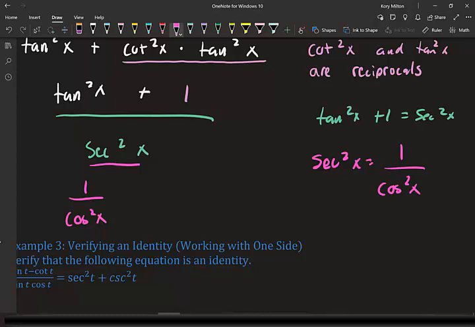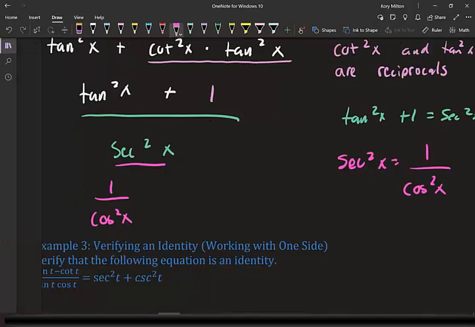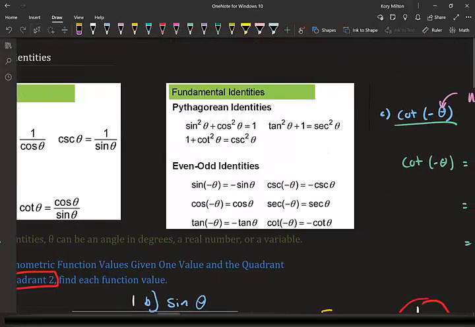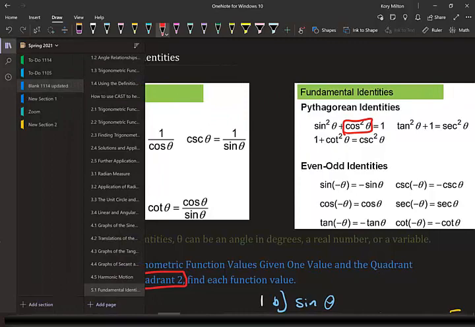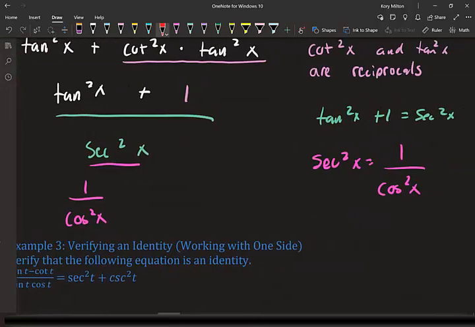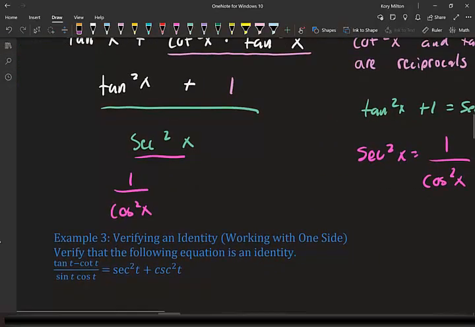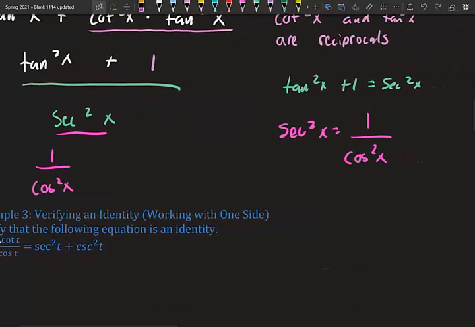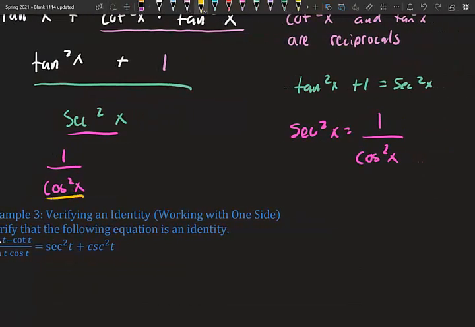Anytime you have a function that is squared, go back to your identities. Do you see if it equals anything? We have cosine squared x. If we move that around, could we get it to be 1 minus sine squared x? We could. So we're going to use our Pythagorean identity. Using our Pythagorean identity, we know that cosine squared x equals 1 minus sine squared x.